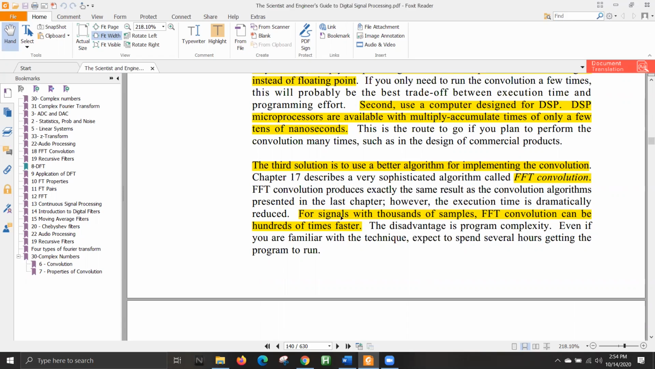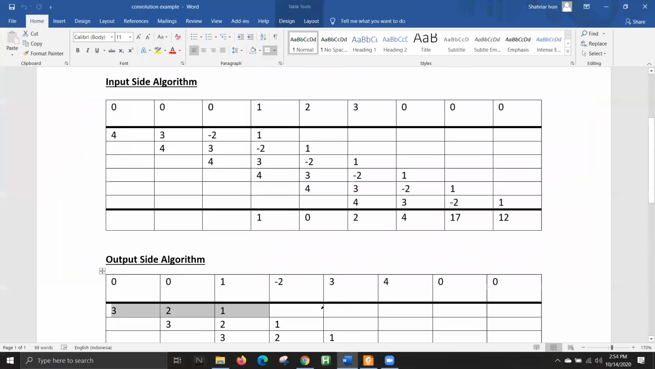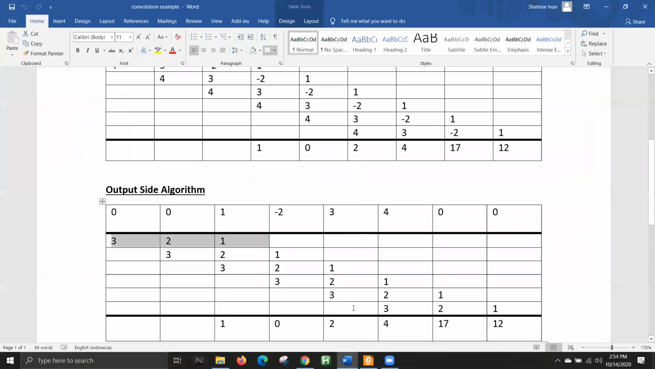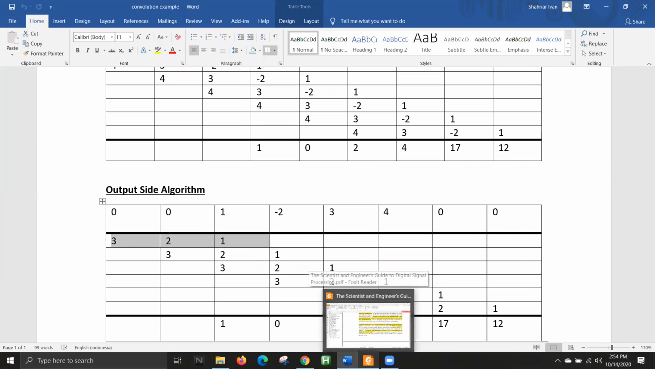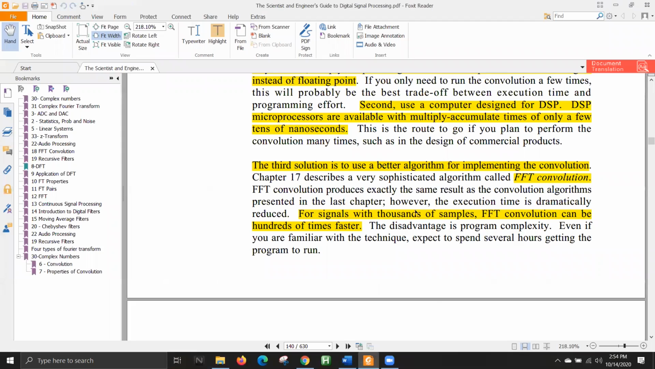For signals with a low number of samples, between the FFT convolution and the normal convolution, that is this procedure, there won't be much of a difference in terms of performance. But if there is a large number of samples, then you see that the FFT convolution can be hundreds of times faster than the normal convolution. That means the performance difference becomes noticeable.